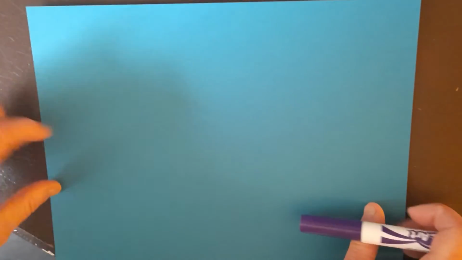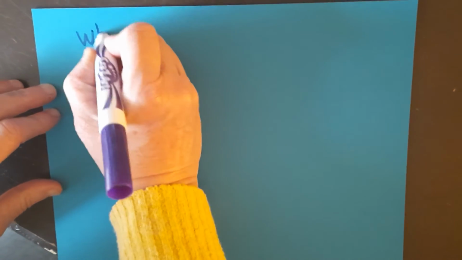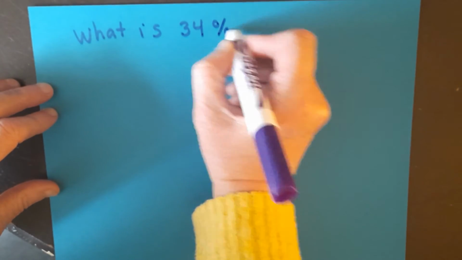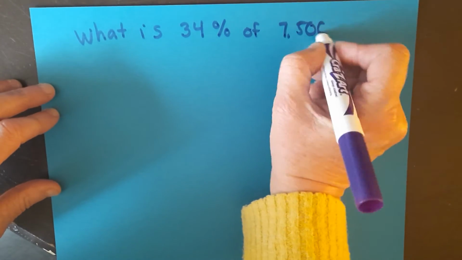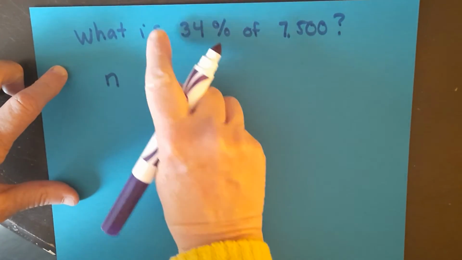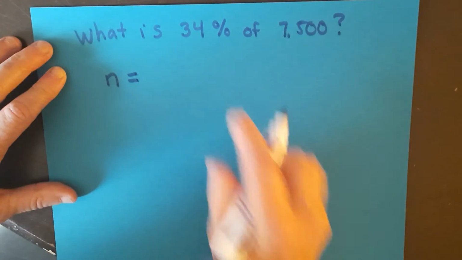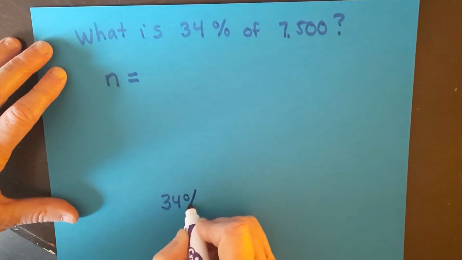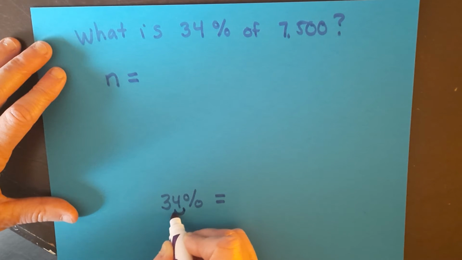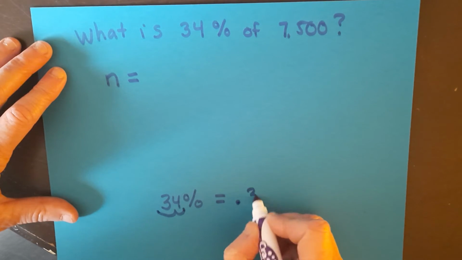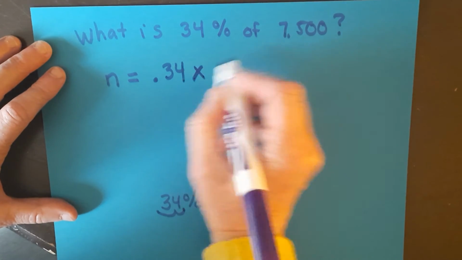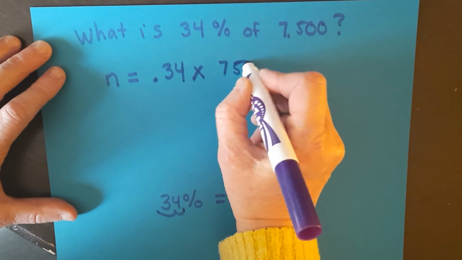understand what we're doing. So if your problem says, what is 34% of 7,500? Let's do the math code again, all right? What becomes N, is becomes equals 0.34. We need to change this percent into a decimal. We move the decimal point over twice to the left, 1, 2. So 34% becomes 0.34. So I put 0.34 in for that. Of becomes multiplying, and 7,500 stays the same.